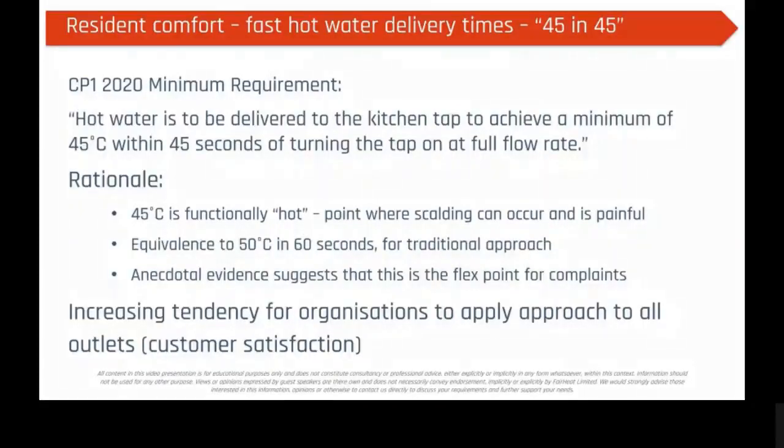And what we're seeing is actually developers apply this to all outlets to try and get a really good resident satisfaction, rather than just the kitchen sink. But from a CP1 perspective, it's just linked to the kitchen sink.